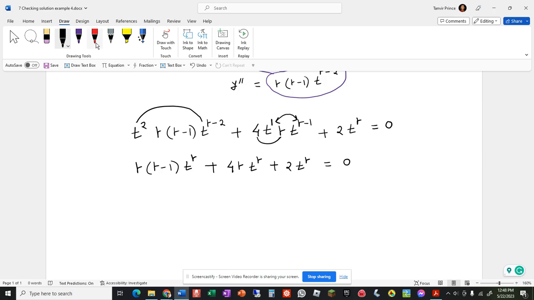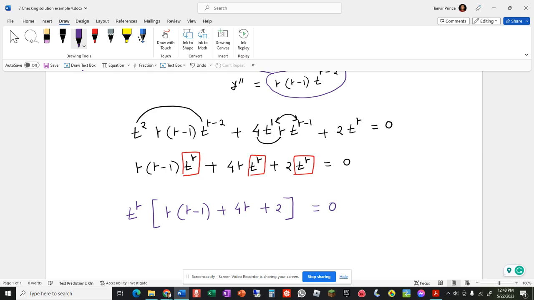Wow, it's magic. Look at here. t to the power r is actually a common term. So I can factor out t to the power r as a common factor. So let's do that. I'm factoring out t to the power r, and I get 0.